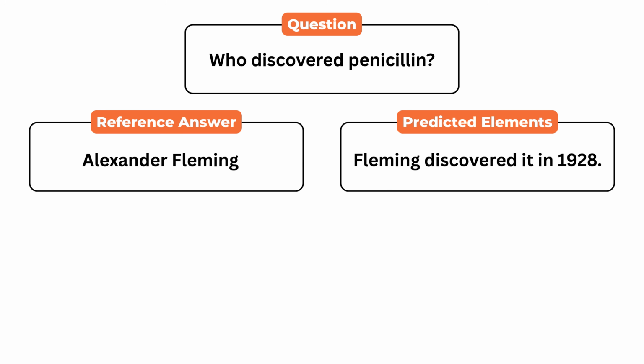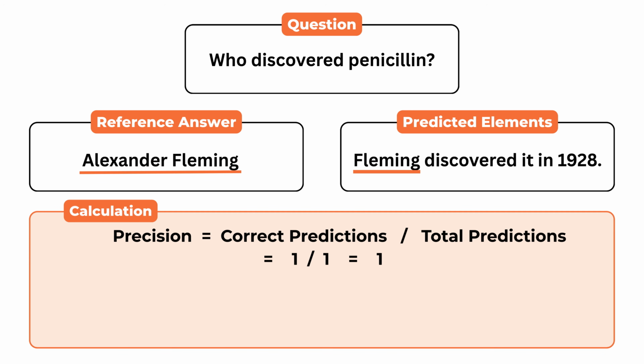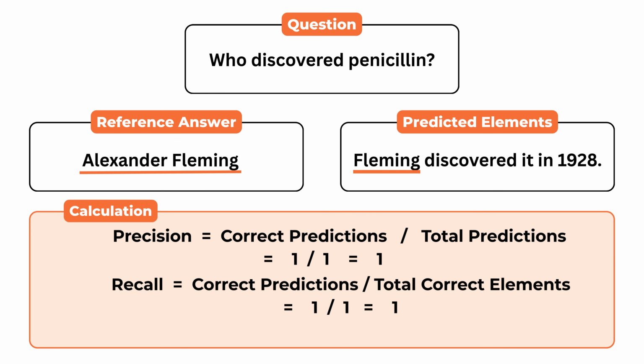Here, the key element we care about is the entity Fleming, which refers to the same person as Alexander Fleming. The model predicted one entity, Fleming, and it is correct. So the precision is 1. And the reference expected one entity, Alexander Fleming, which is also present in the output. So the recall is also 1. Combining these, F1 becomes 1. Even though the sentence is phrased differently, the correct factual element is present, so the F1 score is perfect.